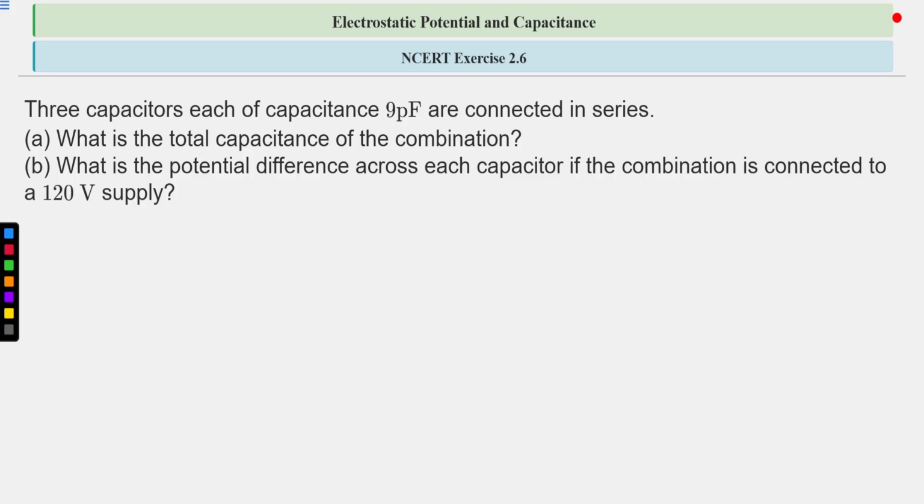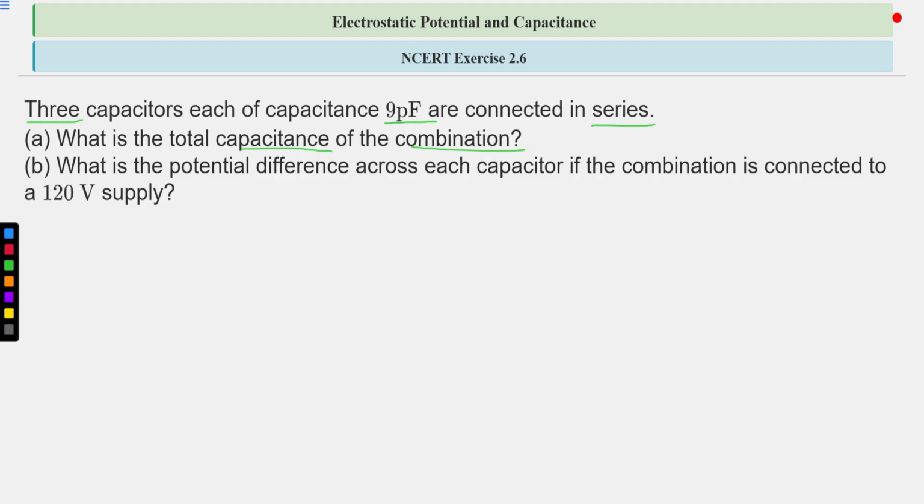So exercise 2.6: 3 capacitors each of capacitance 9 picofarad are connected in series. Part A: what is the total capacitance of the combination? So 3 capacitors of 9 picofarad are connected in series. Firstly we have to find the equivalent capacitance of the combination.